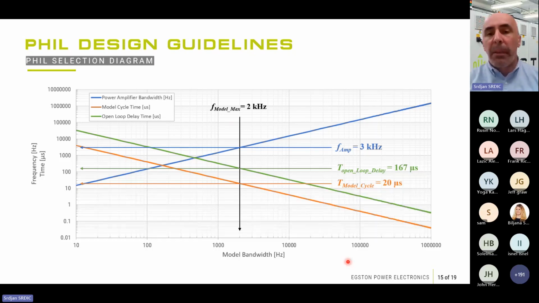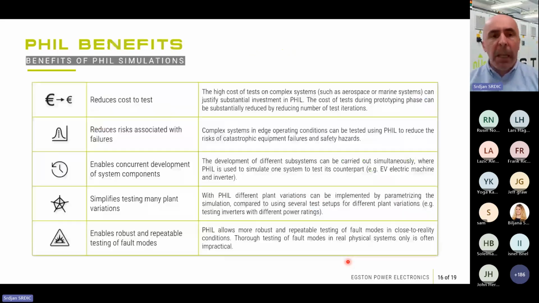So that's the basic first iteration for you to determine what exactly is needed in terms of a power hardware-in-the-loop system, so that you can successfully model and simulate your system of interest, or parts of your system, in a specific application.